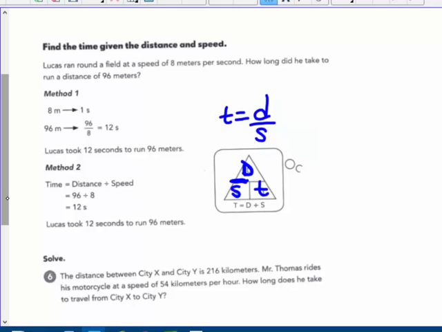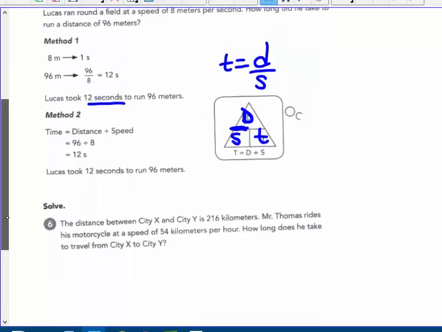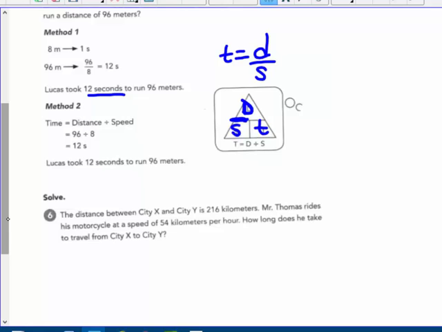Lucas ran around a field at a speed of 8 meters per second. How long will it take him to run a distance of 96 meters? Well, taking that 96 and dividing it by his 8 meters per 1 second, it would take Lucas 12 seconds to run 96 meters. Taking our formula, we could take our distance and divide it by speed, which is 96 divided by 8, which will give you 12 seconds.